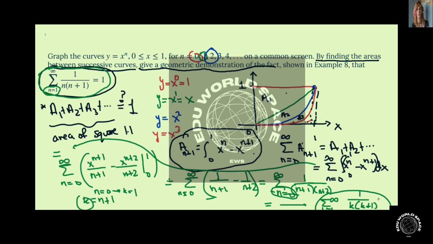And we know that this must equal 1 because this is equal to the sum of all the A's. And as we already pointed out, the sum of all the A's equals 1 because that's the area of the entire square. So this argument, counting the areas between the successive curves, gives a geometric explanation for why this infinite sum is equal to 1. And that's our final answer.